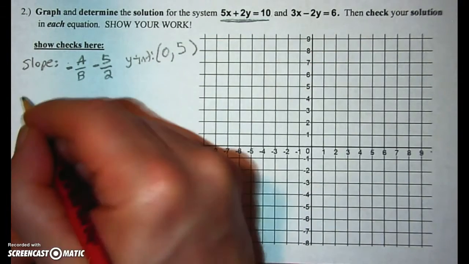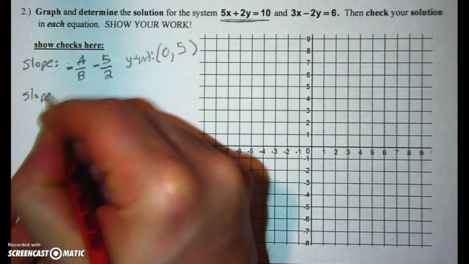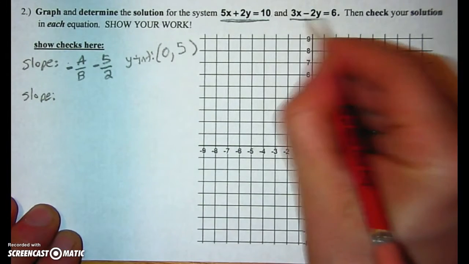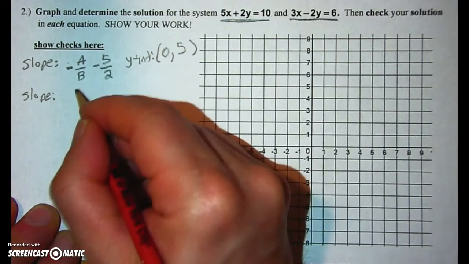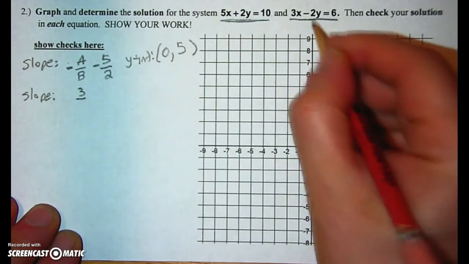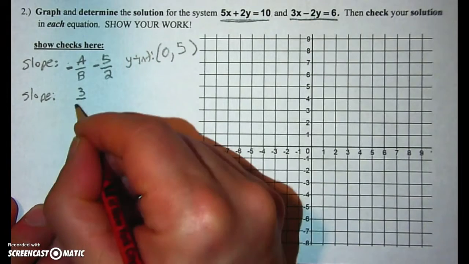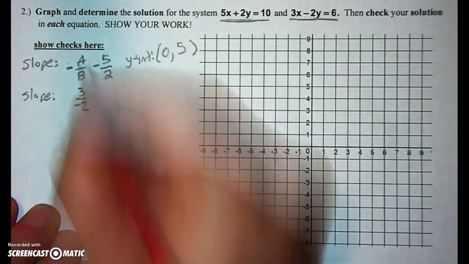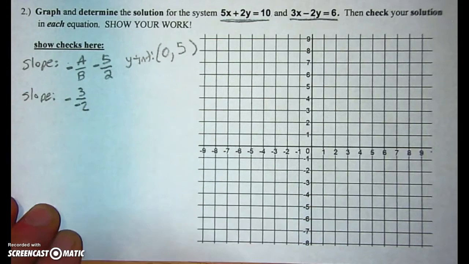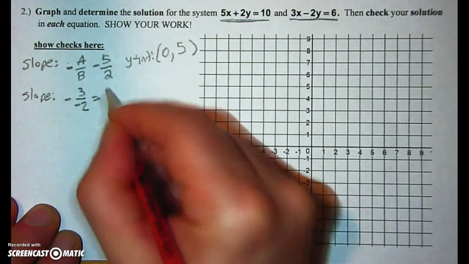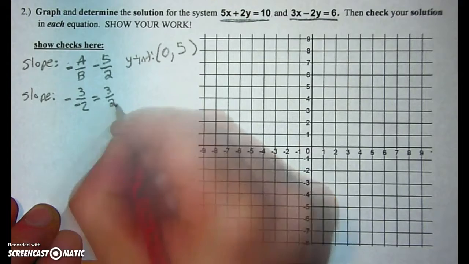Our second equation, our slope, once again, is a over b, because this is in standard form. So we have 3, and there's a 2. The coefficient of y is 2, but there's a minus in front, so we're going to make that a negative 2, and we can't forget that other negative, negative a over b, so we end up getting a slope of 3 halves.